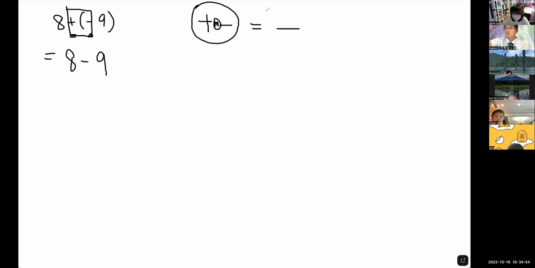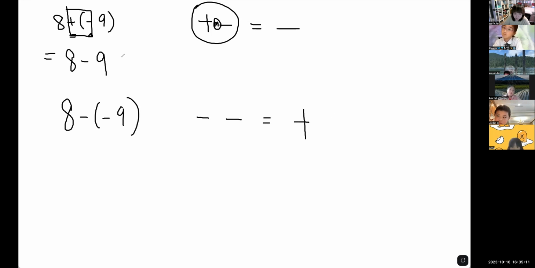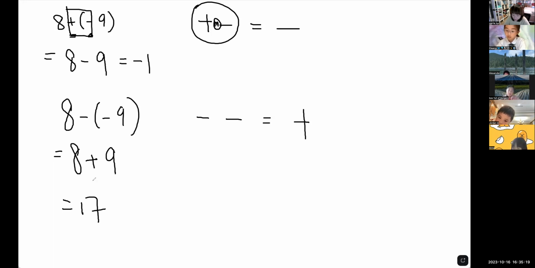Okay, so everybody, now let's take a look at this one. We have 8 minus negative 9 equals what? Negative 1. Everybody, when negative meets negative, equals what? Equals positive. Okay, so this one, negative 1, very good. This one is 8 plus 9 equals 17. Okay, please copy it down.